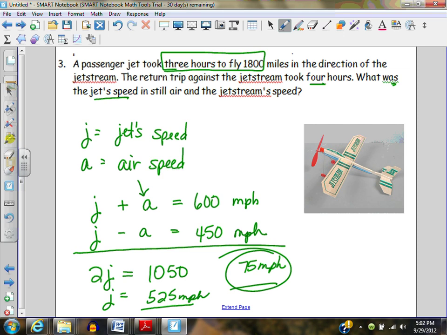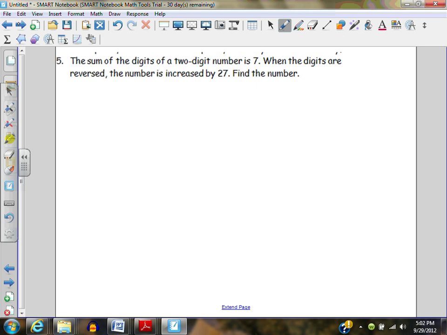525. And the jet stream speed was 75 miles an hour. Oh, it's a jet stream. So that's okay. The jet stream is fast. So that's not a hurricane. It's just our trusty jet stream. I feel better.